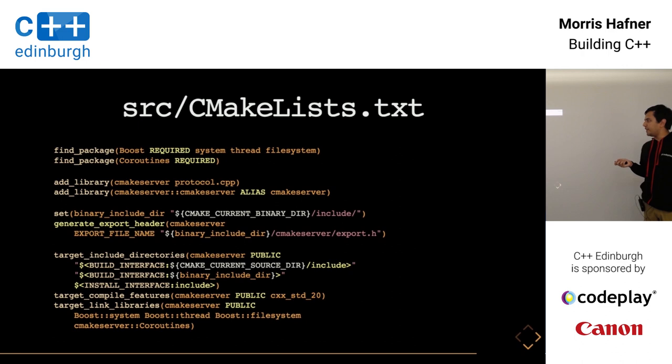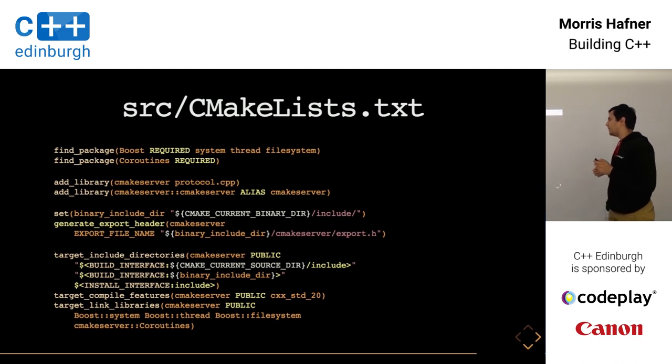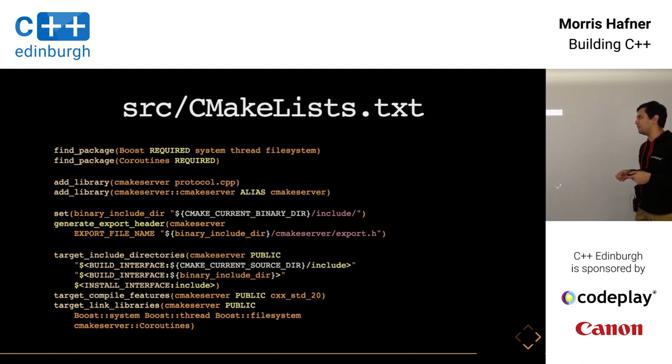Then I generate my export header in my binary directory. That's another thing that I've seen a few times. Your generated files belong in the build directory, not in your source directory. This will just mess up your Git repository and also your build scripts. So please keep your generated files in your build directory. So I'm doing exactly that. I generate my export header in my CMake server slash export.